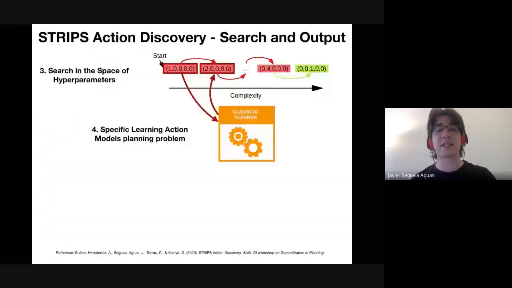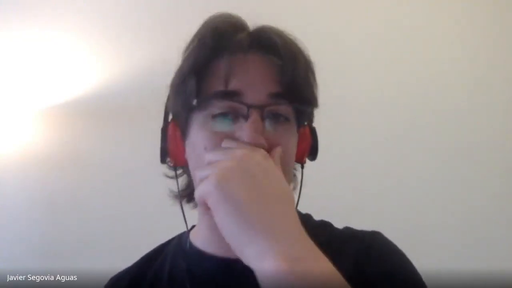So we specify the problem as other learning action model solvers like FAMA do, where they have the initial state and the goal condition and pose the problem as a classical problem. We use a classical planner for this. And every time that the classical planner fails, we continue the search in the space of hyperparameters. And when we reach a set of hyperparameters that is solved, then we reach the final model, which in this case is the agent that can move between two cells.